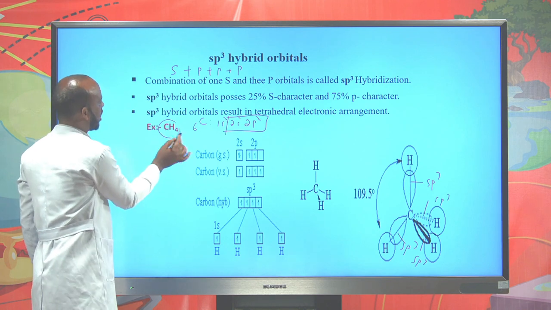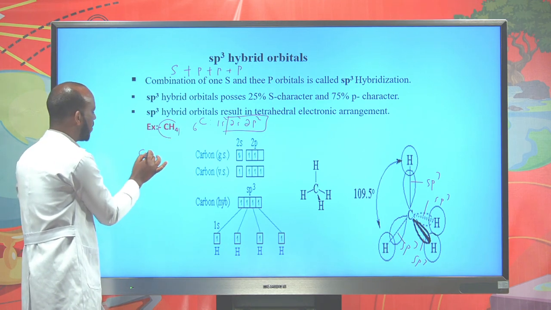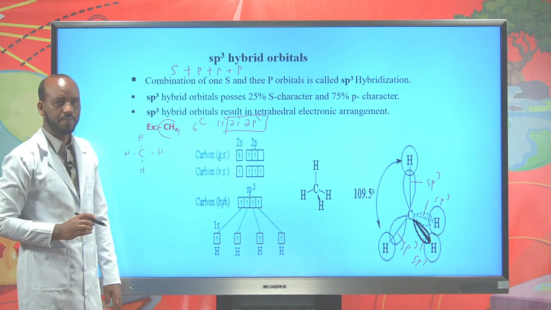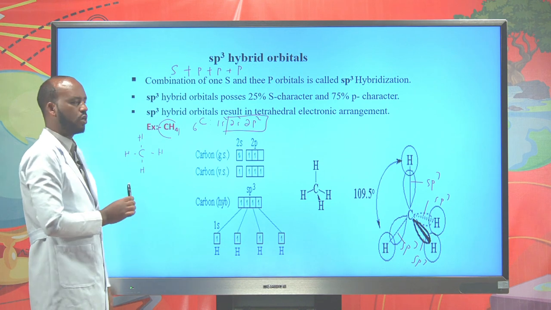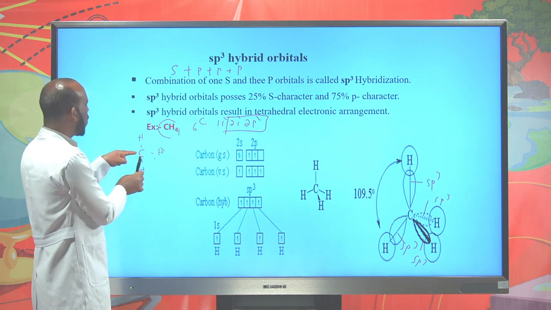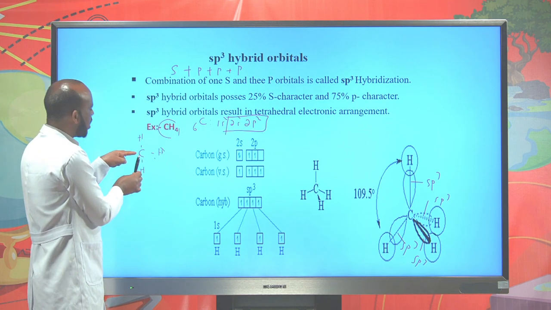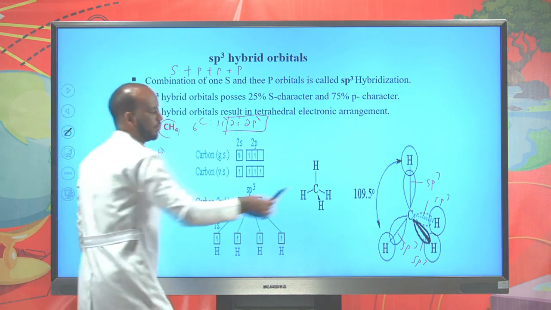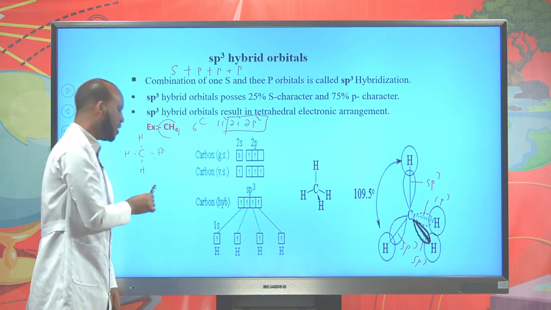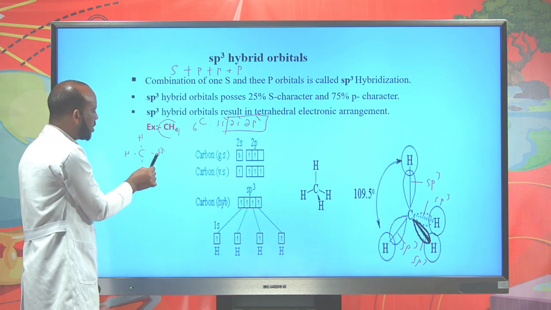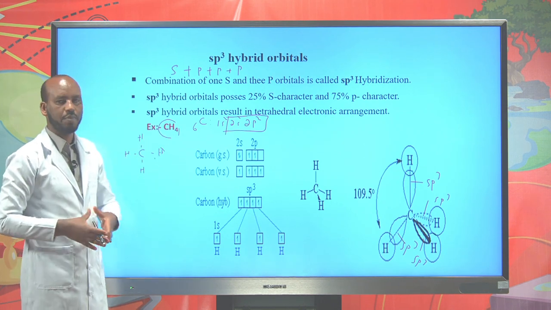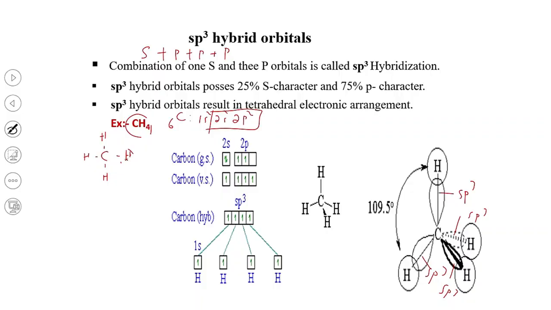Now this is the Lewis structure of methane, CH4: carbon, hydrogen, hydrogen, H, H. You see? Now this covalent bond is formed when half-filled s atomic orbital of hydrogen overlaps with half-filled sp3 hybrid orbital of carbon. All these covalent bonds are formed when s atomic orbital of hydrogen overlaps with sp3 hybrid orbitals of carbon. This is sp3 hybridization.